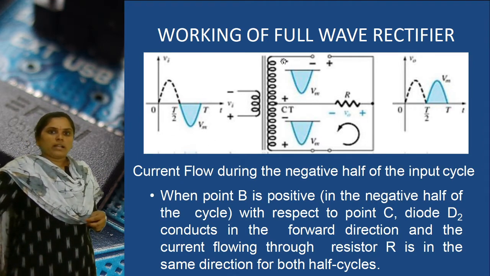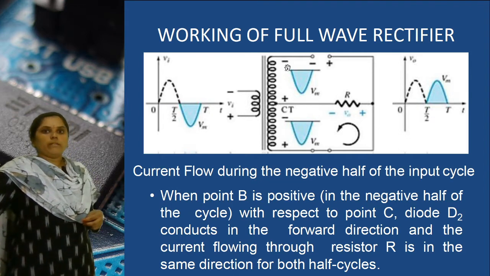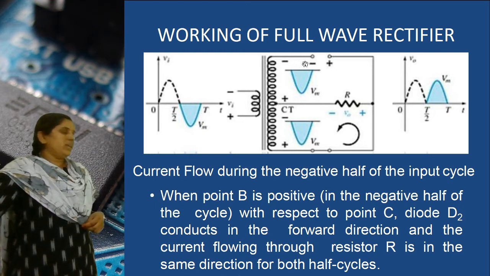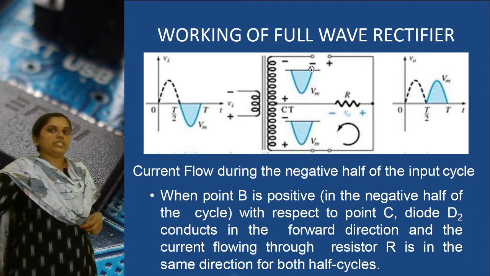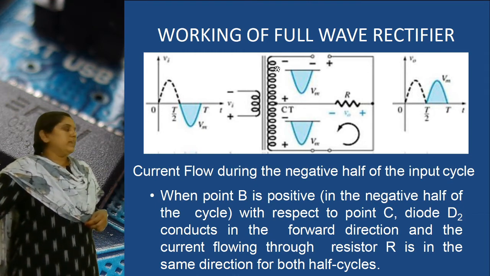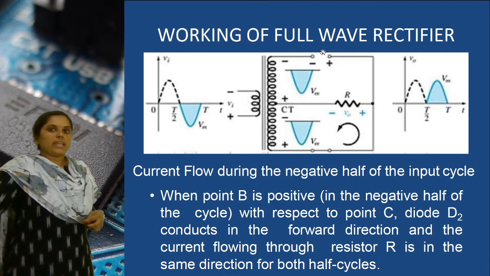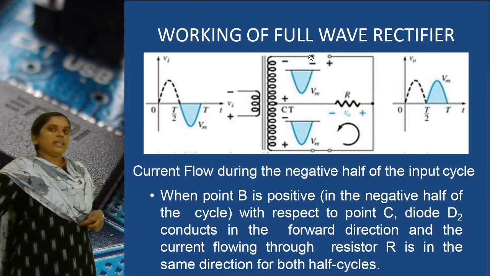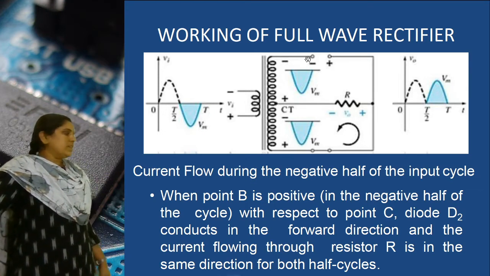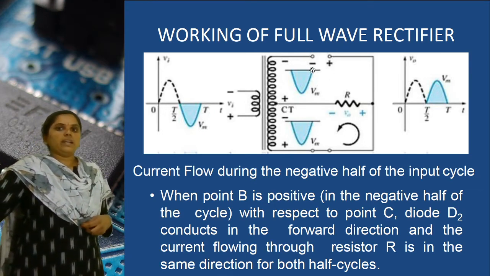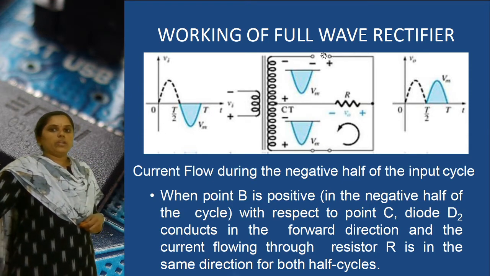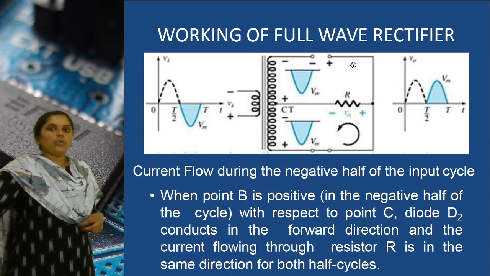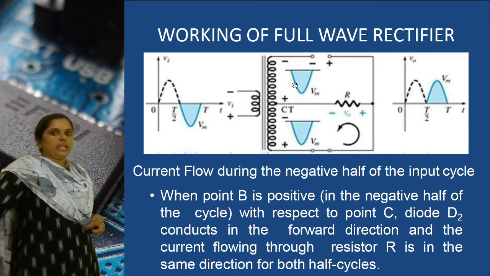Then see here, this point A becomes negative with respect to C. So when we apply a negative voltage to the anode of the diode, it is like reverse biasing. In reverse biasing, it acts as an open circuit. So diode D1 does not conduct here, and there is no current flow through diode D1.